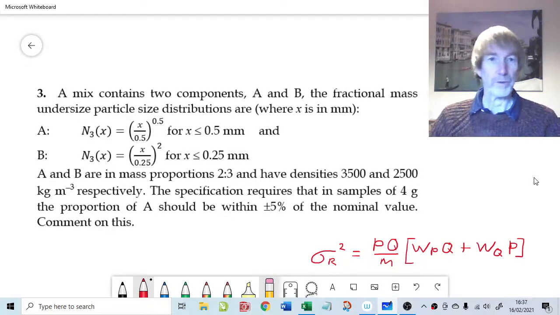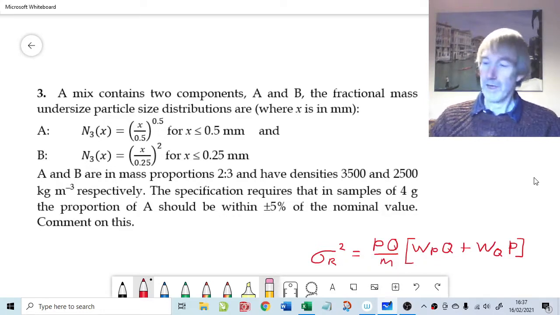Well, welcome to question 3 from the end of chapter 12, which is all about solid-solid mixing. There's a lot of calculation in question 3, but let me take you through the question to start with. It's a binary mixture of powders, free-flowing powders, powder A and powder B.